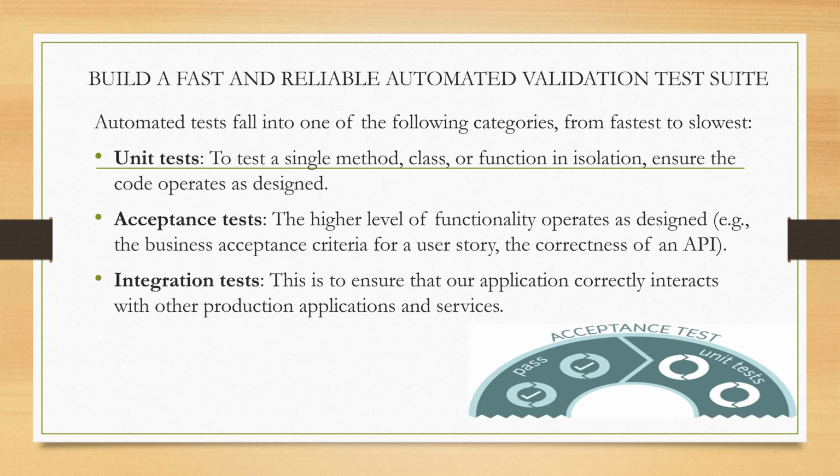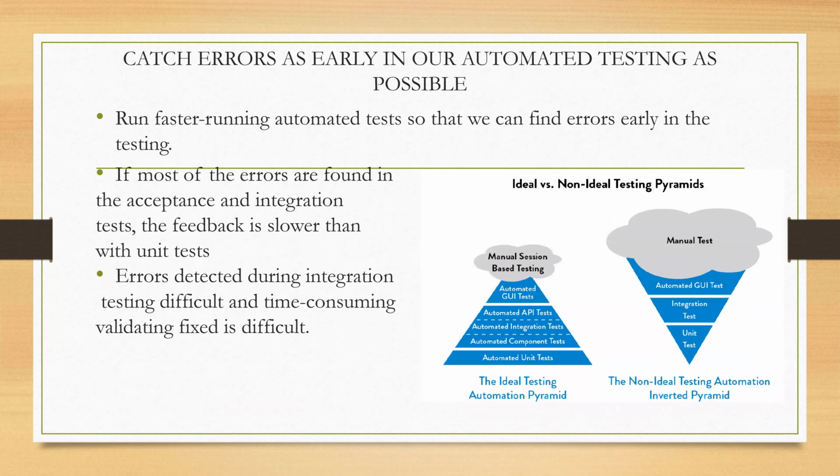Then integration testing. This is to ensure that the application correctly interacts with all your other production applications and services. And this is one that can go both ways. I've seen some automated testing of some integrations where you can test and see if your application integrates with some other applications. Just automated, run some data through it and get the feedback right back. I've seen others where it's more of a manual process, but if you can automate as much as possible there to save time. So we want to catch errors as early on in our automated testing as possible.